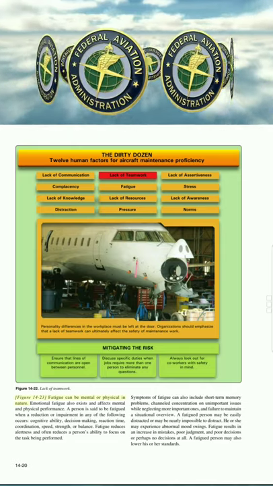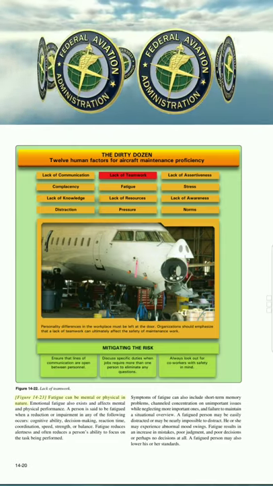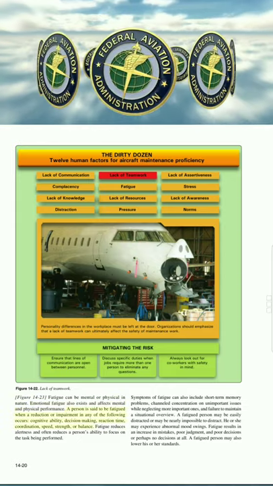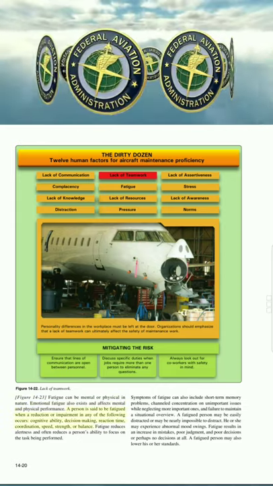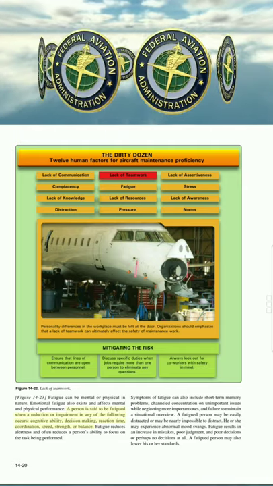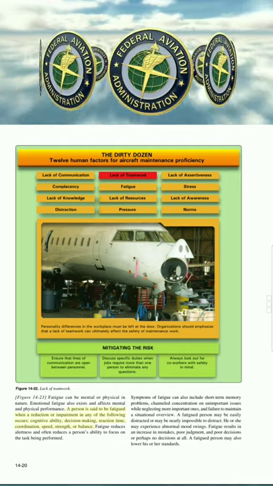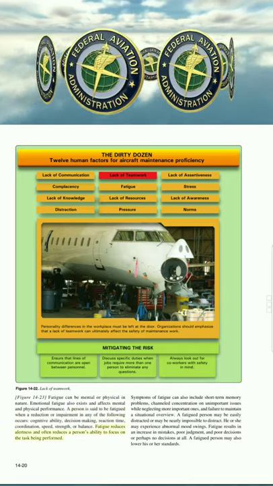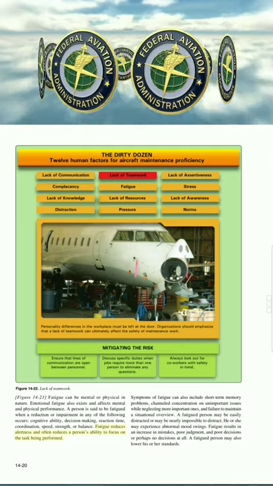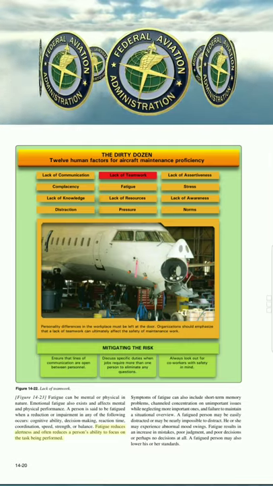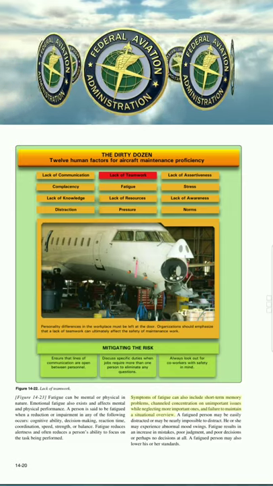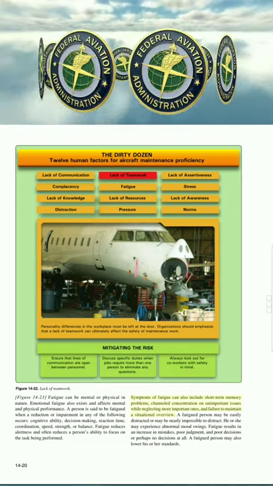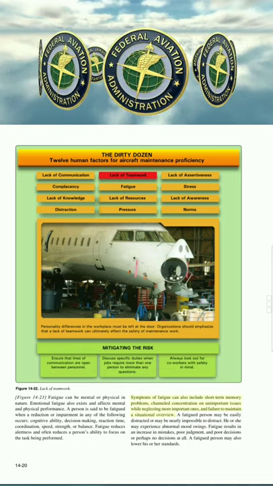Figure 14-23. Fatigue can be mental or physical in nature. Emotional fatigue also exists and affects mental and physical performance. A person is said to be fatigued when a reduction or impairment in any of the following occurs: cognitive ability, decision making, reaction time, coordination, speed, strength, or balance. Fatigue reduces alertness and often reduces a person's ability to focus on the task being performed. Symptoms of fatigue can also include short-term memory problems, channeled concentration on unimportant issues while neglecting more important ones, and failure to maintain a situational overview.